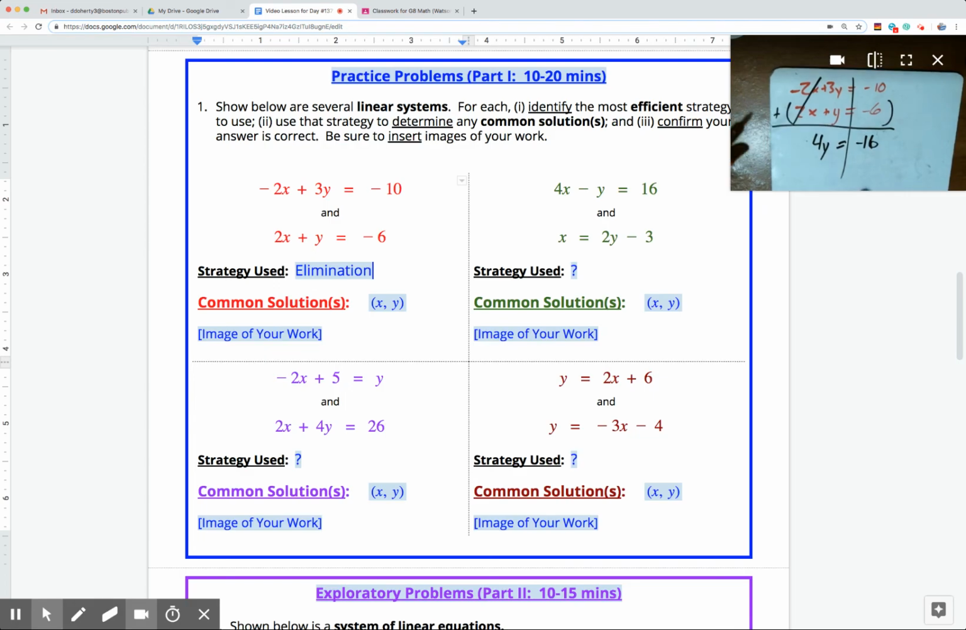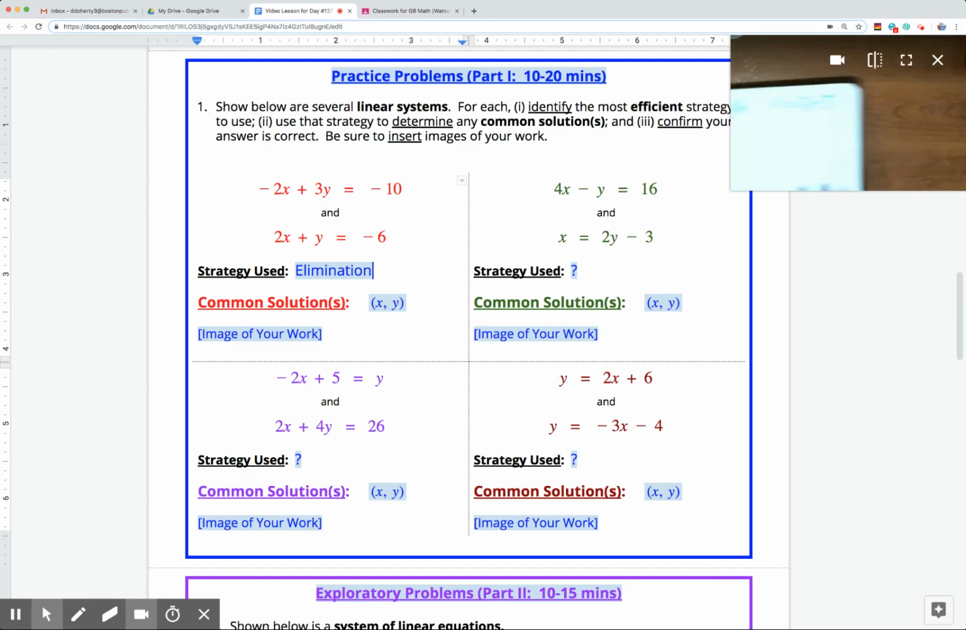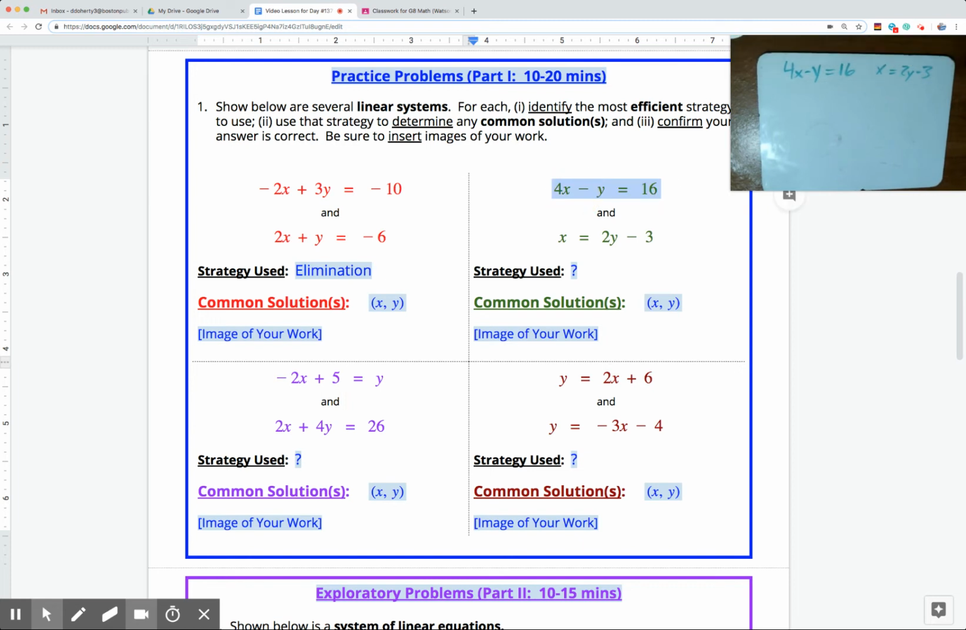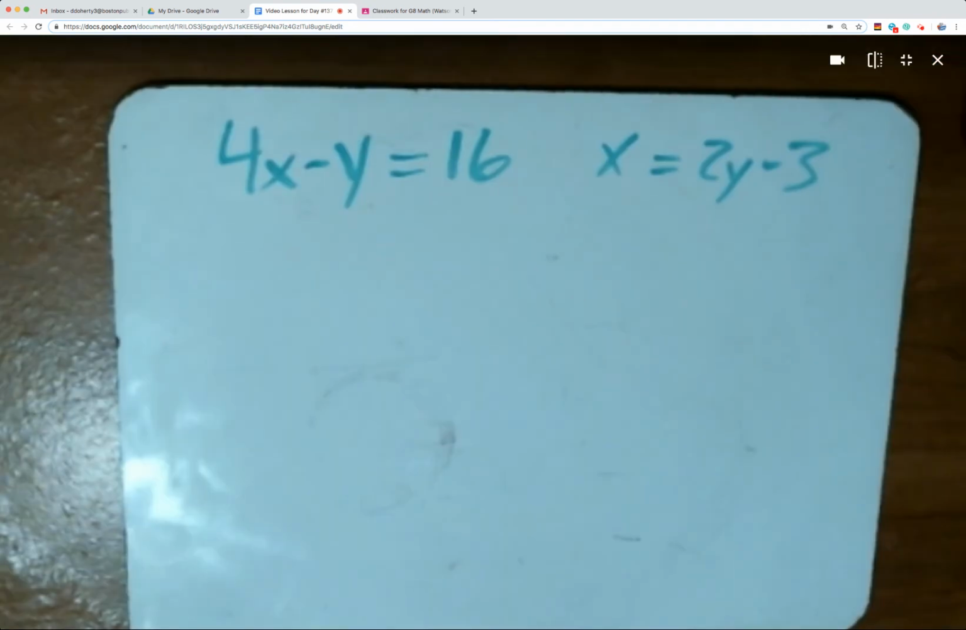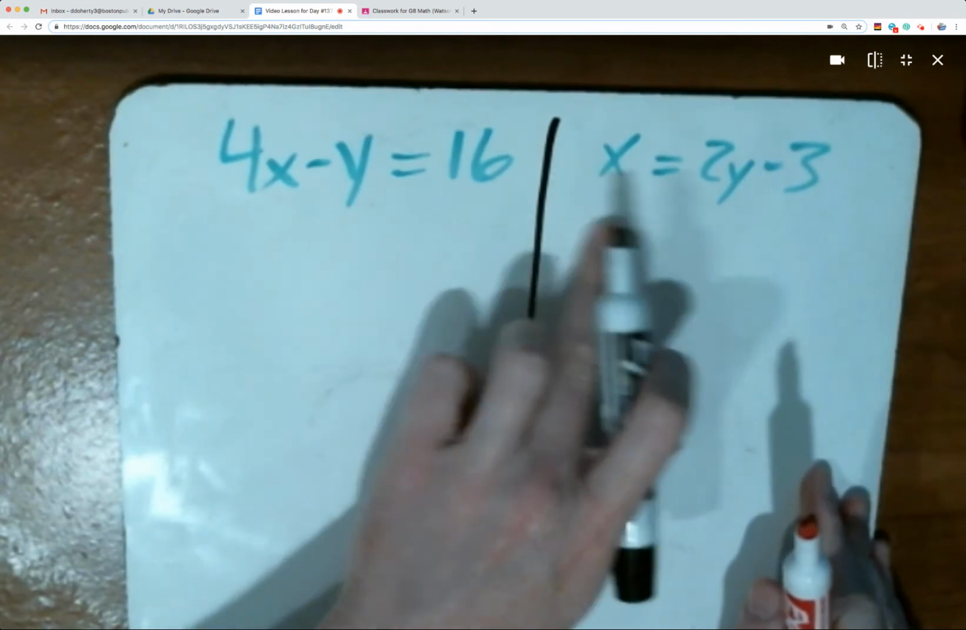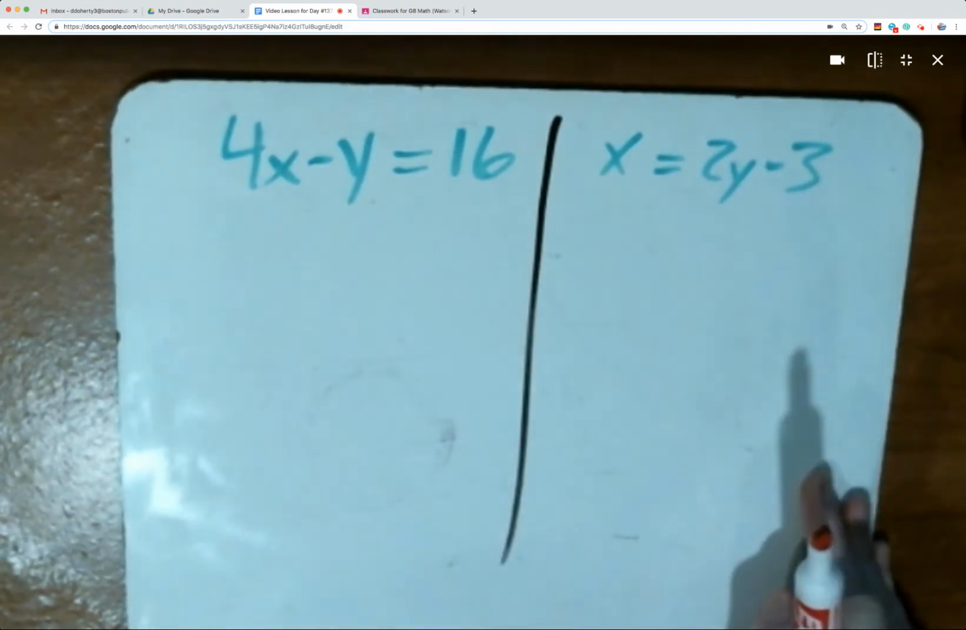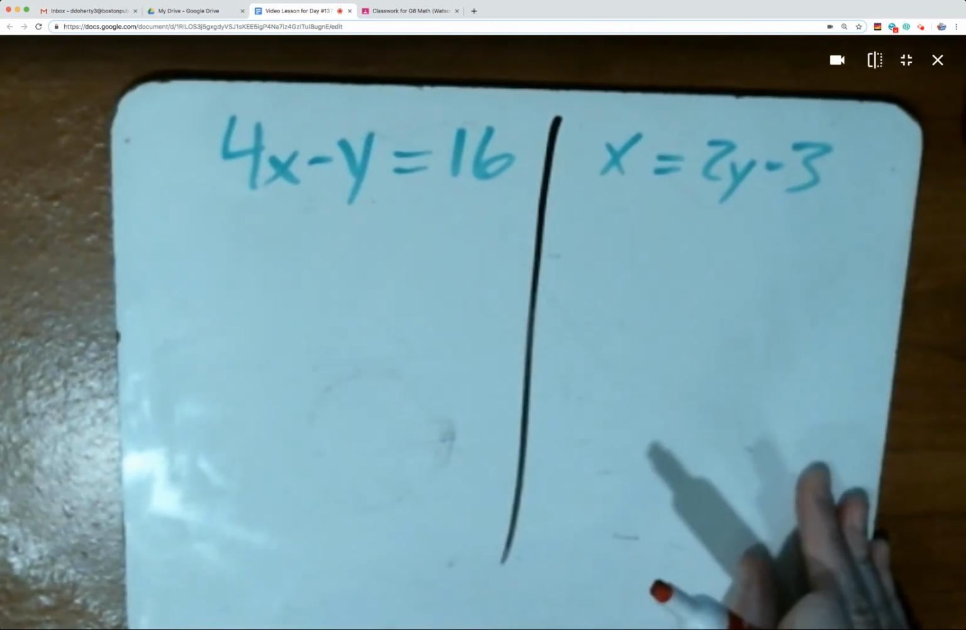The second linear system we're provided with, the green equations here, 4x minus y equals 16, and x equals 2y minus 3. This linear system, I think, would be best solved if I see something that just says x is equal to some other expression. I'm typically going to want to go with substitution.